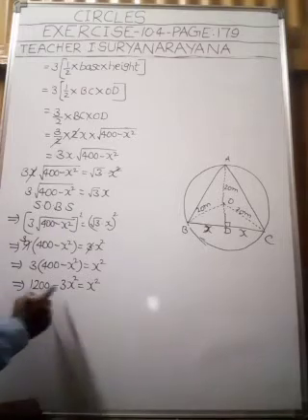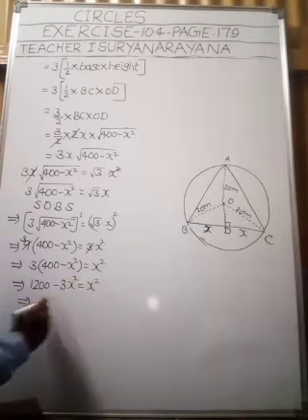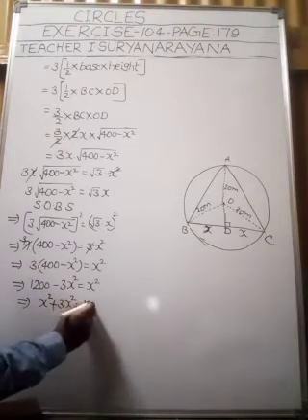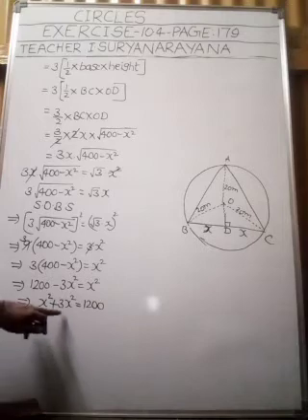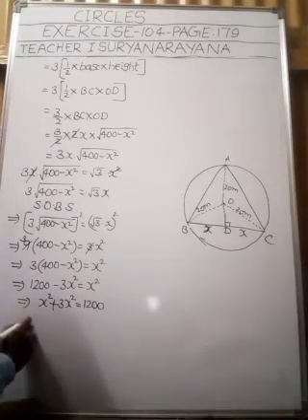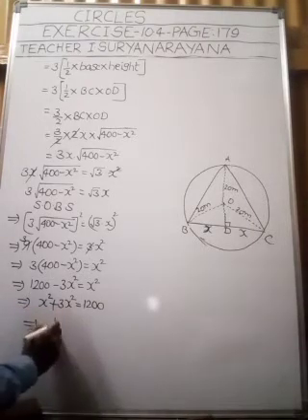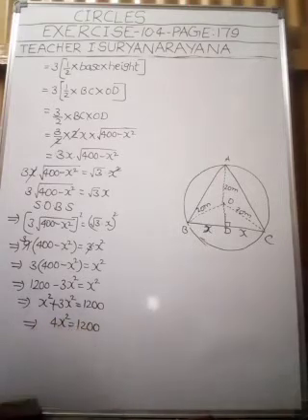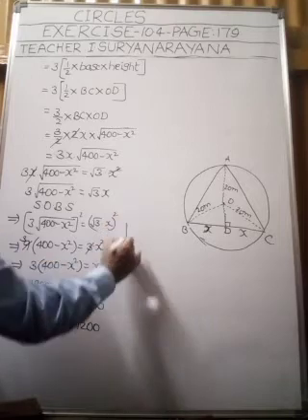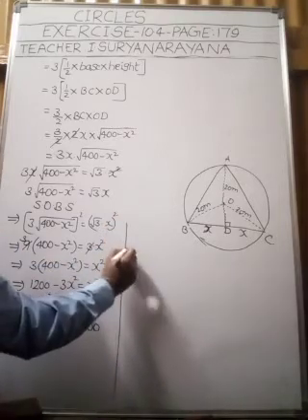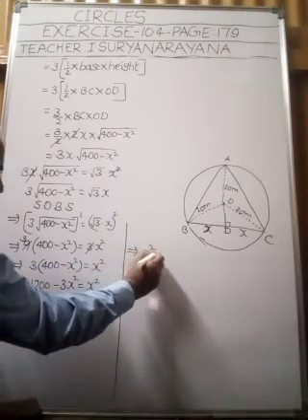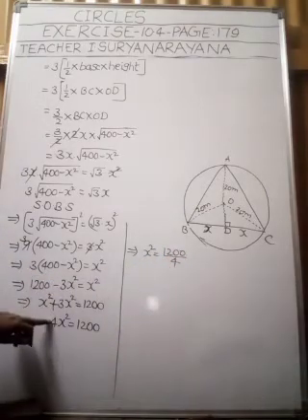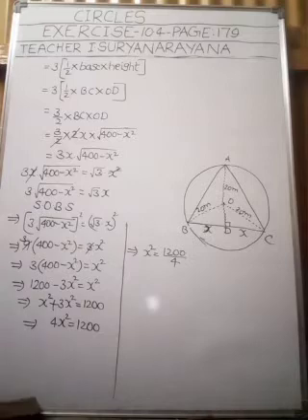Right. Now transpose minus 3x square to that side. Then x square plus 3x square is equal to 1200. Understood this step, my children? Right. This implies what you get? x square plus 3x square, 4x square is equal to 1200. Okay, my children. Right. This implies x square is equal to 1200 by 4. See, transpose 4 to RHS, it becomes 1200 by 4.